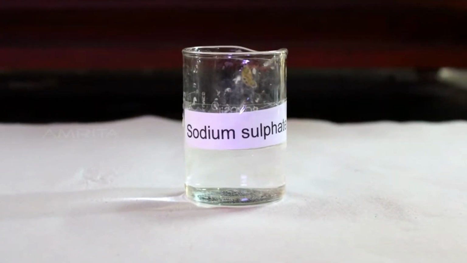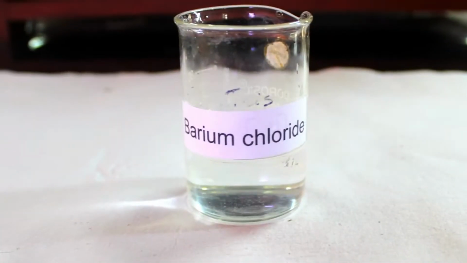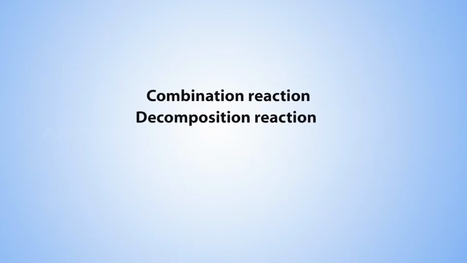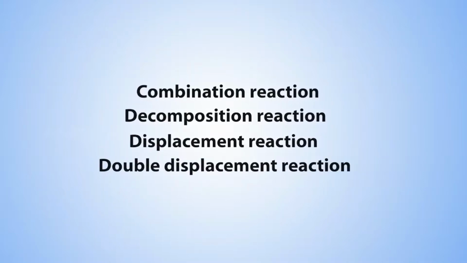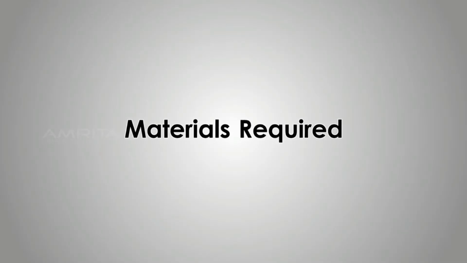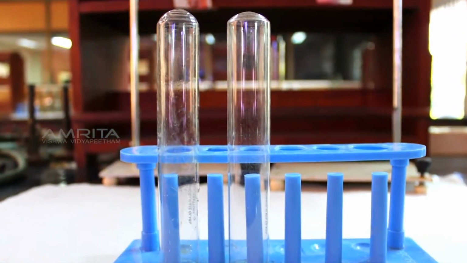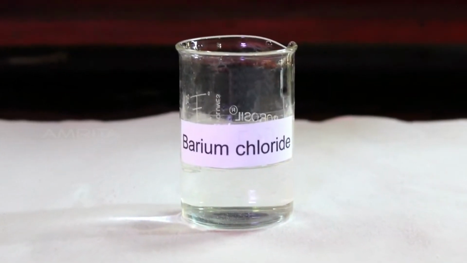The aim of this experiment is to study the reaction between sodium sulfate and barium chloride solutions and classify it as a combination reaction, decomposition reaction, displacement reaction, or double displacement reaction. Materials required: boiling tubes, solution of sodium sulfate and solution of barium chloride.